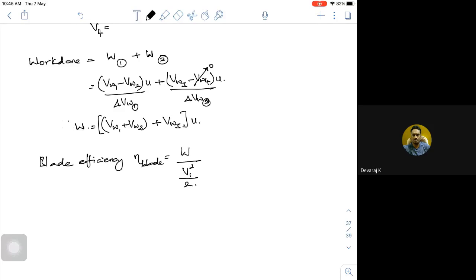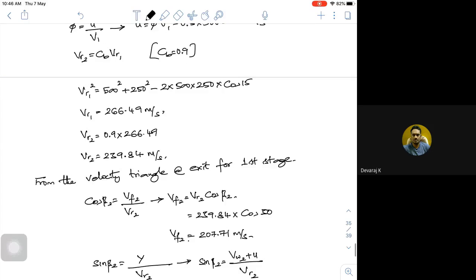Here, this is VW1 plus VW2 plus VW3 into U. If you do that, you will get the value of your work done. So will you be able to do this? Try this at home. See this, whatever these values are there, I want you people to try with the graphical method.